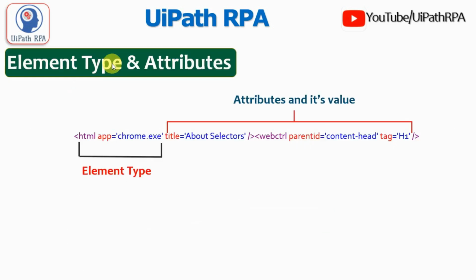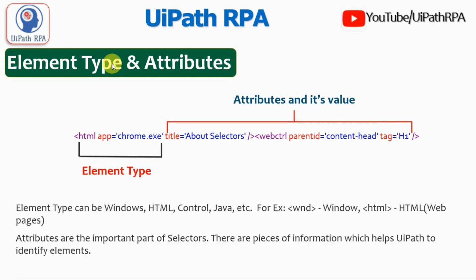This is the selector of HTML applications like web pages. So here the element type will be HTML, app equal to chrome.exe, because we are going to use web pages, and the application which we are going to use is the Chrome browser. That's why the app is showing chrome.exe. So this is the element type, and now you can see all these attributes and their values, same as we use in making a website.